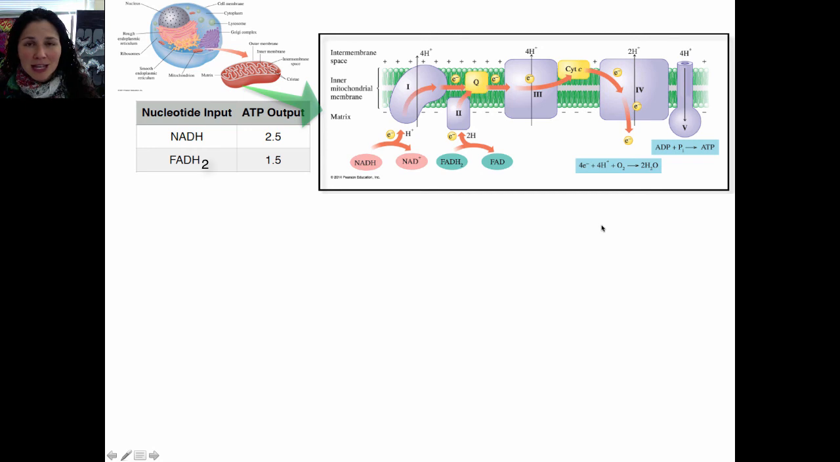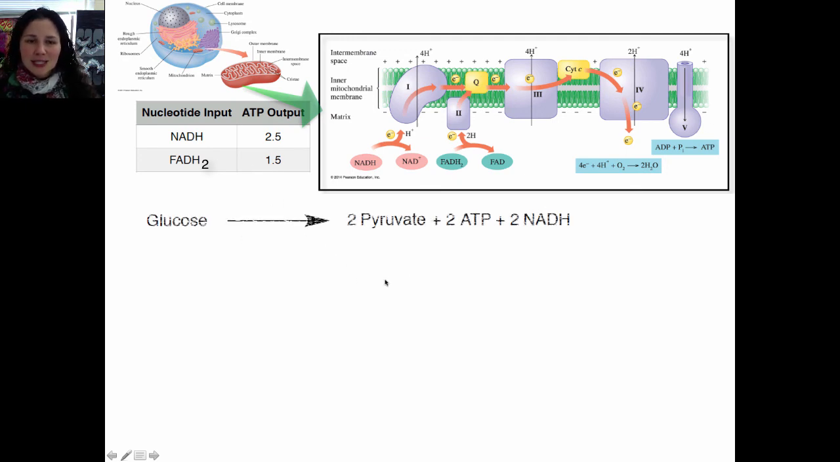The entire purpose of the electron transport chain is to pump protons across the membrane so that they can flow back into the matrix and create ATP. So the reactants here are NADH and FADH2, and they make water and ATP. ATP is now energy for the cell. For every molecule of NADH that goes through the electron transport chain, you can make about 2.5 ATP. And for every molecule of FADH2 that goes into the electron transport chain, you make about 1.5 ATP.